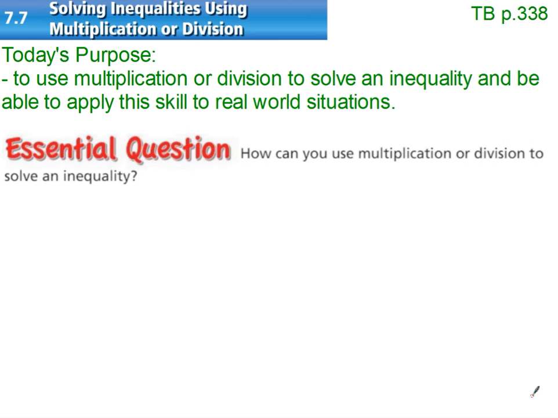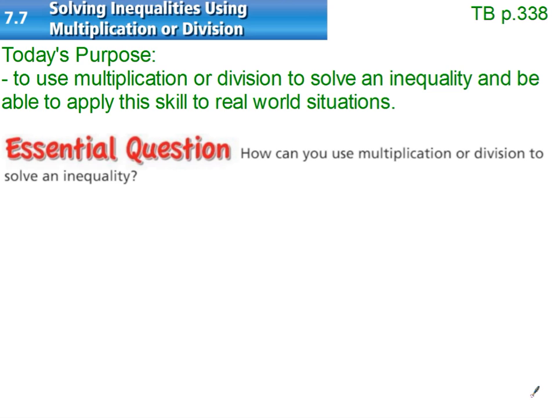Today we are working on lesson 7.7, solving inequalities using multiplication or division. This is on page 338. Our purpose today is to use multiplication or division to solve an inequality and be able to apply it to real-world situations. We are going to be using the exact same strategies we did when we were solving equations, now solving inequalities using multiplication and division.